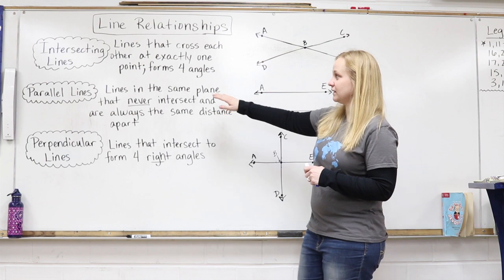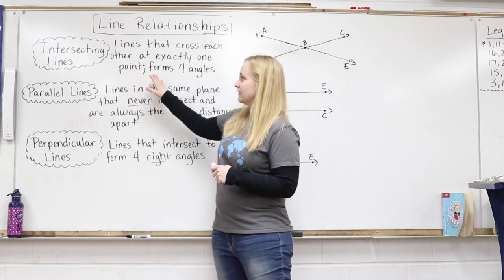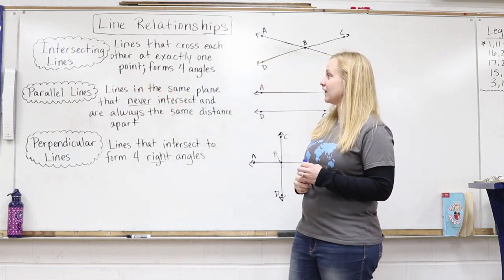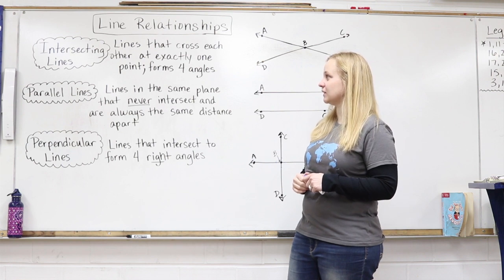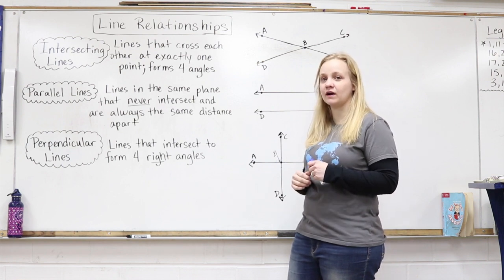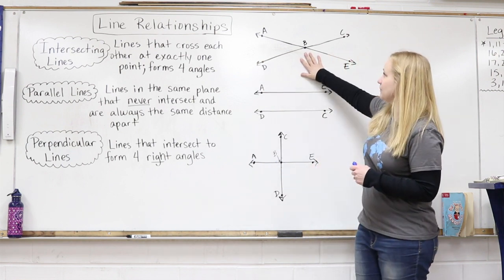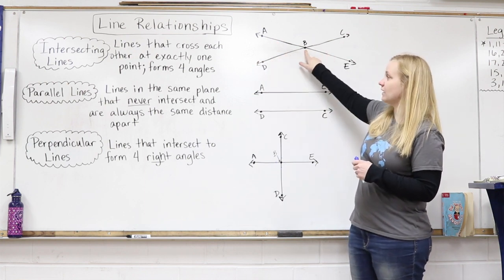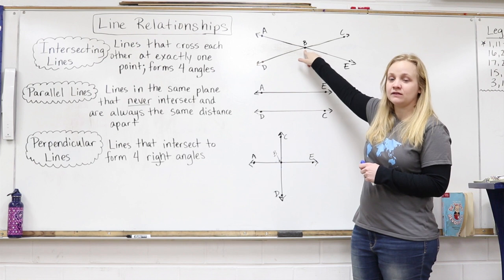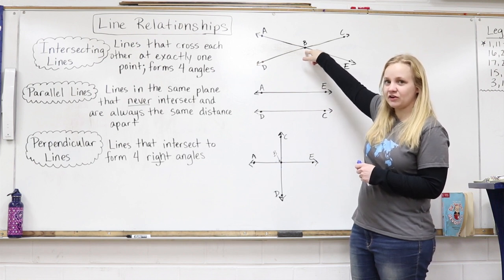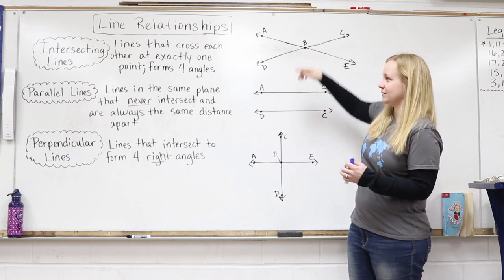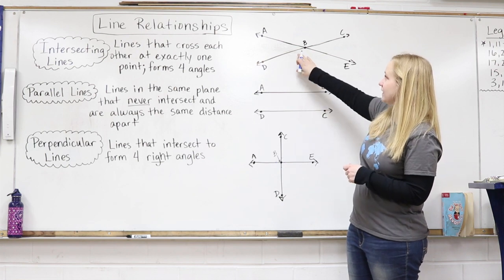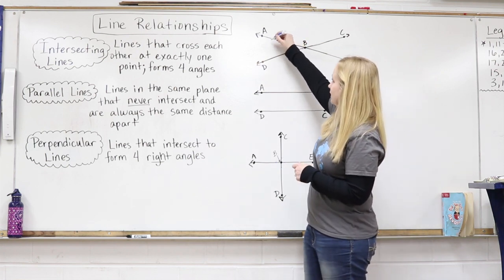Our first one is intersecting lines. The definition is that they are lines that cross each other at exactly one point and they form 4 angles. So here's our example. I've drawn line AE and line DC, and they are crossing at point B. So like anything that crosses, another word is just intersection. And you'll notice that they form different angles here.